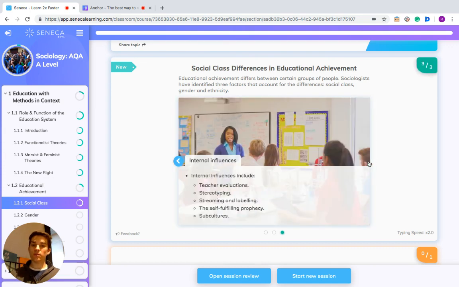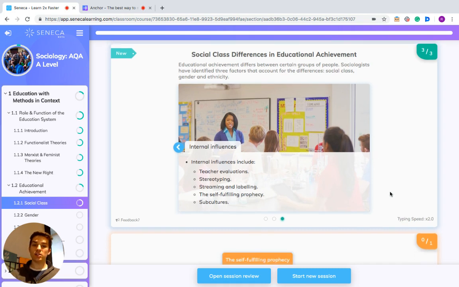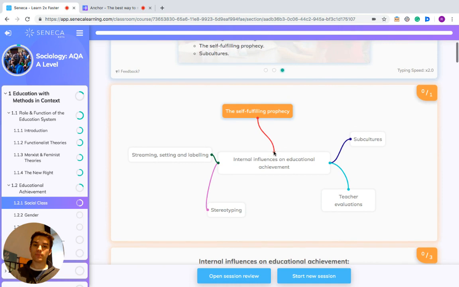And some internal influences include teacher evaluations, stereotyping within education, streaming and labeling in classrooms, self-fulfilling prophecies, and subcultures that occur within different education settings. So just to recap again, those five internal influences of education achievement are the self-fulfilling prophecy. So that is that you meet or don't meet whatever society expects you to achieve.